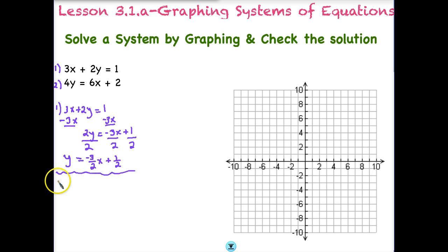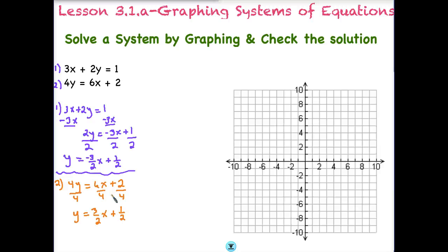Let's look at equation number 2. In equation number 2, we have 4y equals 6x plus 2. All we need to do is move the 4 to the other side, so we will divide each term by 4. 4 divided by 4 cancels, and we're left with y. I'm going to go ahead and reduce 6 over 4: 2 goes into 6 3 times, goes into 4 2 times. 2 divided by 4 is 1/2. Okay, so what I'm noticing here right now is that we have the same y-intercepts.